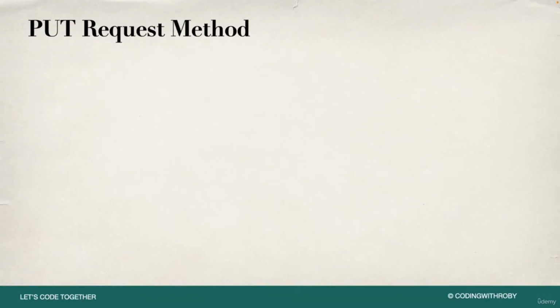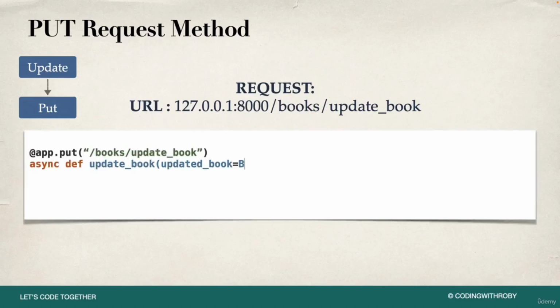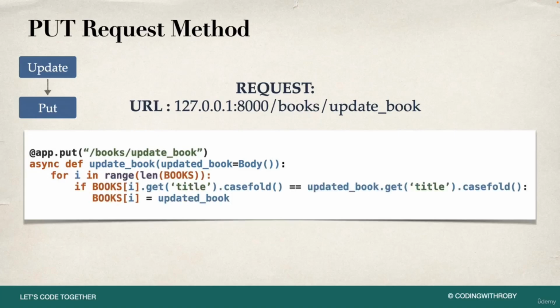So let's go ahead and look at a PUT request method. If you remember, a PUT is an update, and we're going to have our localhost with port 8000 /books and then /update_book, which is a non-dynamic path parameter. We are then going to write a new function within our FastAPI application where we're going to be using @app.put, and our path is going to be /books/update_book. And then we're going to have our function of async def update_book, where we're going to create a new variable, updated_book, as a parameter, which is equal to the body that we're passing in.